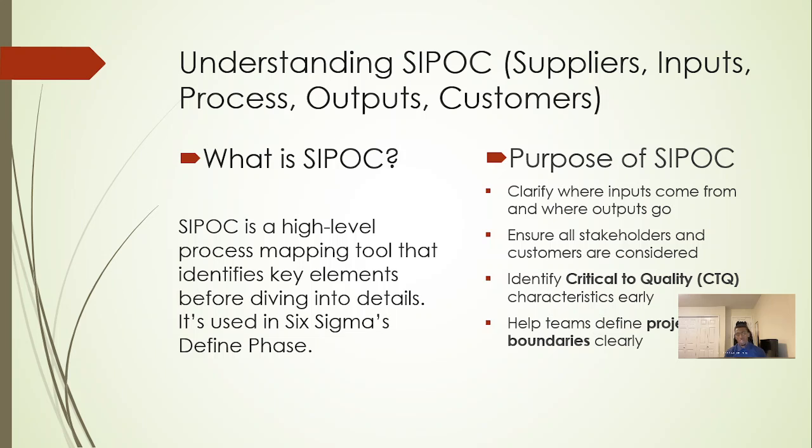Let's first understand what SIPOC stands for: suppliers, inputs, process, outputs, and customers. SIPOC is a high-level process mapping tool that identifies key elements before diving into details, and it's most likely used in Six Sigma's define phase. Think of it as a big picture tool that answers who provides input, what's being transformed, and who benefits. This prevents confusion later.